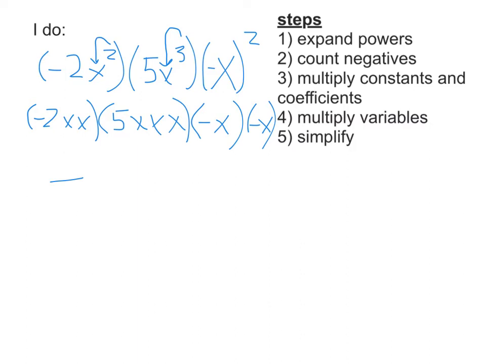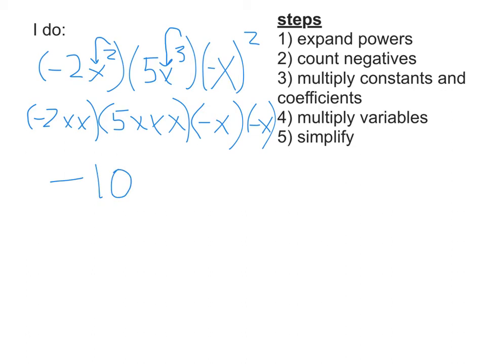Now, step 3 says that I can multiply any constants and any coefficients. So if I'm looking, I see that I have a 2, a 5, and then these coefficients are just 1 and a 1. So 2 times 5 times 1 times 1, that would be 10.